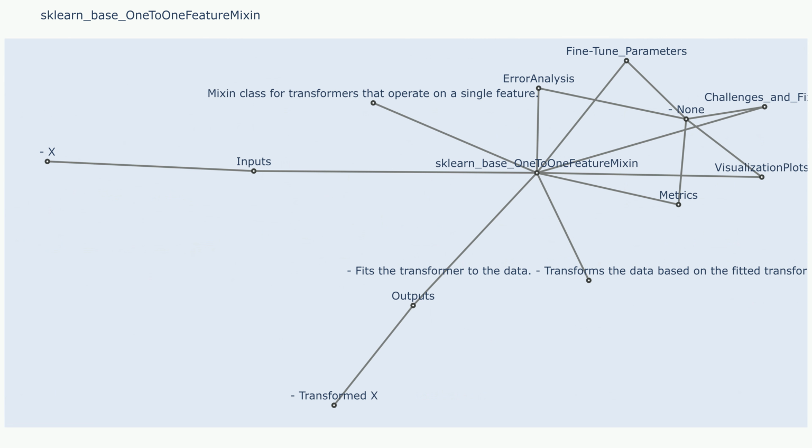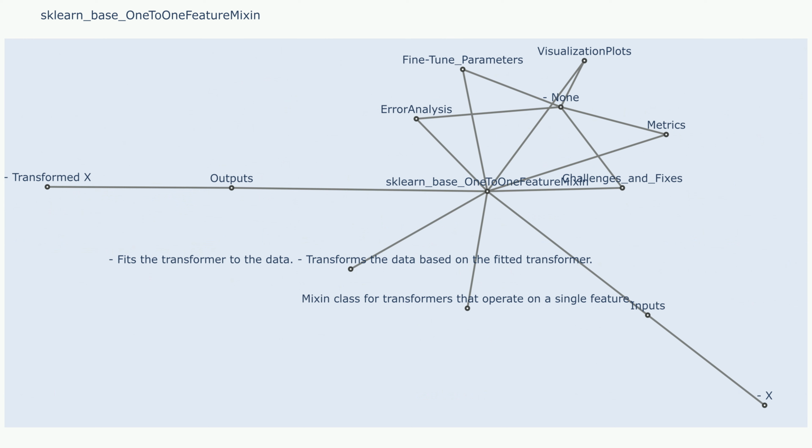Visualization plots. Visualization plot 1. Scatter plots, histograms, or box plots can be used to visualize the distribution of input features and output features. This can help to understand the effect of the transformation.